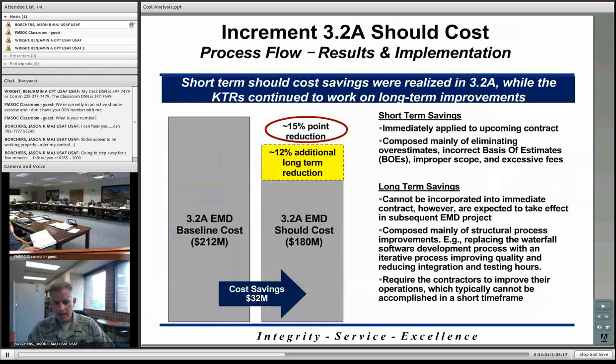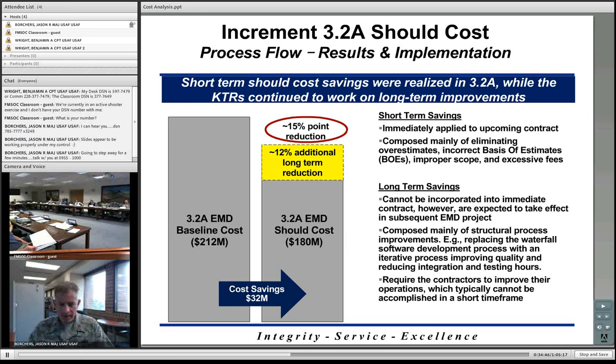Then step 4, they actually implemented the results that they saw. So you can see in the bar on the left, the initial baseline cost for Inc. 3.2A was $212 million. The should cost, assuming all of the initiatives would come through, would be about $180 million. So that's where you get your projected savings of about $32 million, both in the short term and the long term. And then you can see the percent reductions up at the top, 15% in the short term, 12% in the long term.